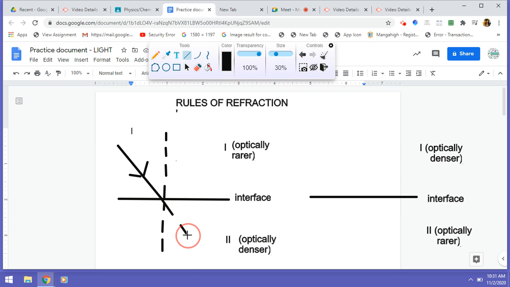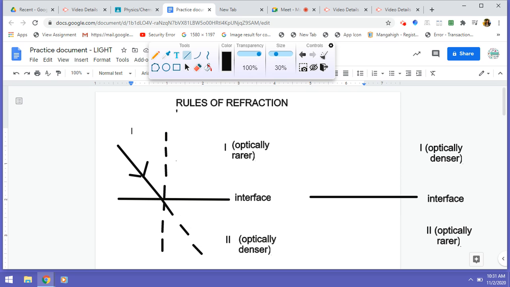However, now we know that when the incident ray of light falls obliquely and it is going from one transparent medium to another, it is going to bend its path. There's going to be variation in the direction of propagation of light. So this incident ray of light, instead of going straight in the same direction, is going to change its direction.